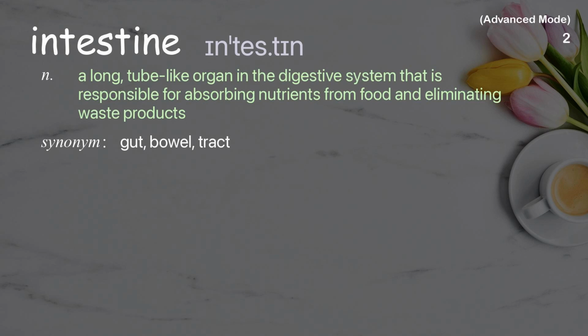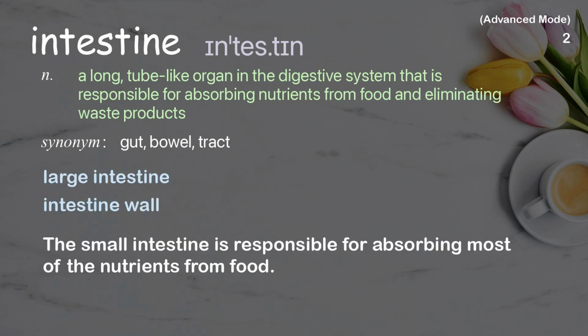Intestine. A long, tube-like organ in the digestive system that is responsible for absorbing nutrients from food and eliminating waste products. Examples: Large intestine. Intestine wall. The small intestine is responsible for absorbing most of the nutrients from food.